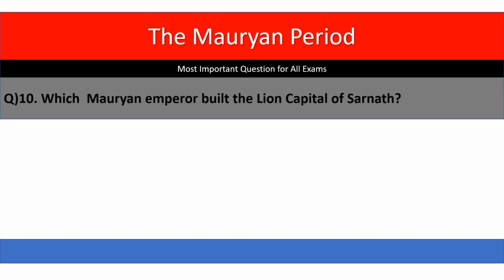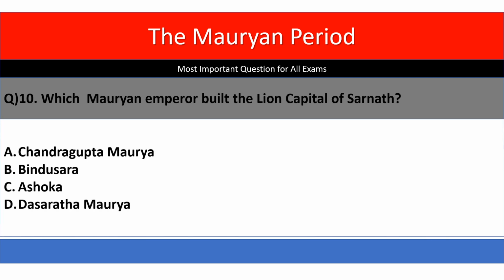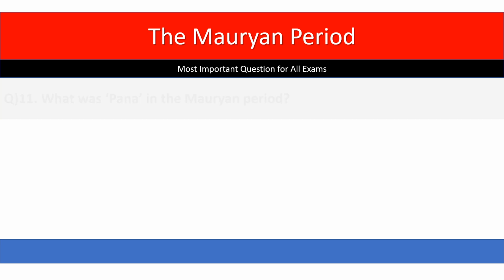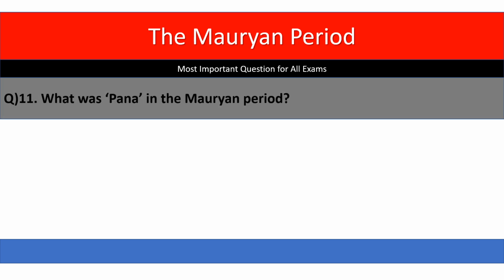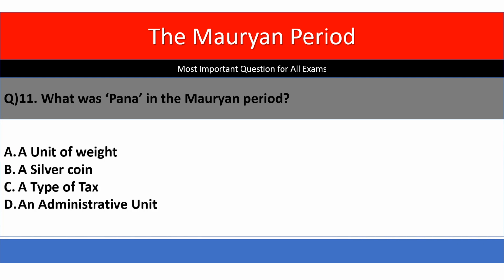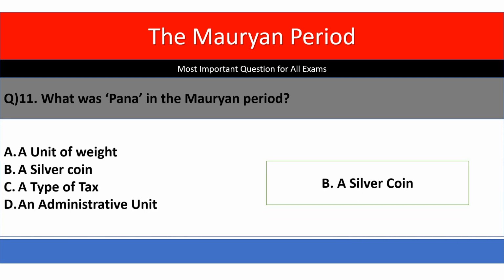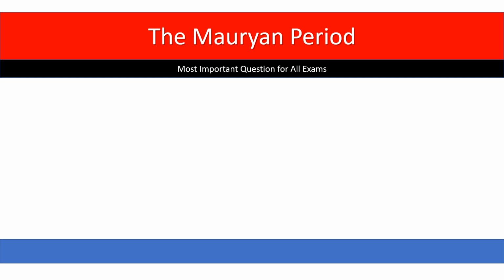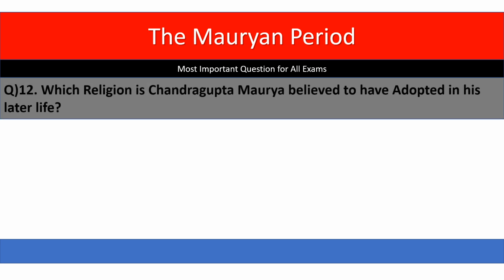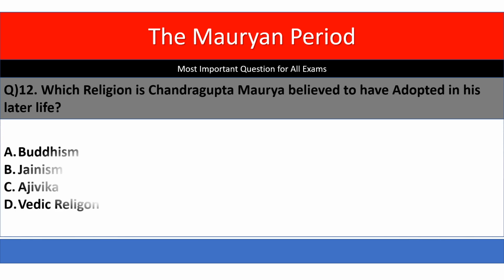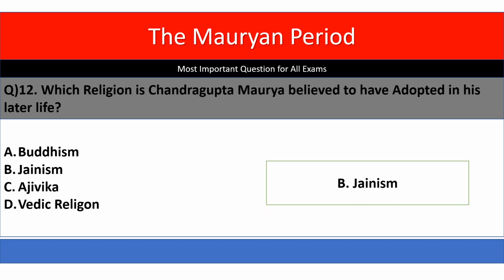Which Mauryan emperor built the lion capital of Sarnath? C, Ashoka. What was Panna in the Mauryan period? B, silver coin. Which religion is Chandragupta Maurya believed to have adopted in his later life? B, Jainism.